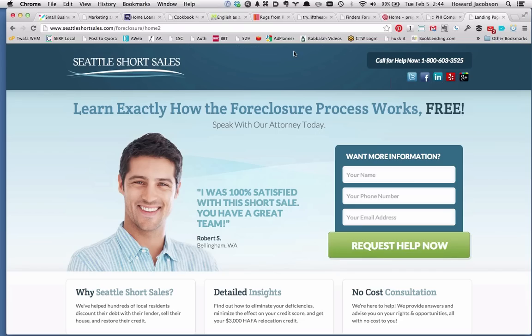But if we're talking, so he's saying learn how it works for free, speak with our attorney today, and then the button for the call to action is request help now. And to me, help is different from information. So it's kind of, you haven't decided whether you're offering a service or free information.